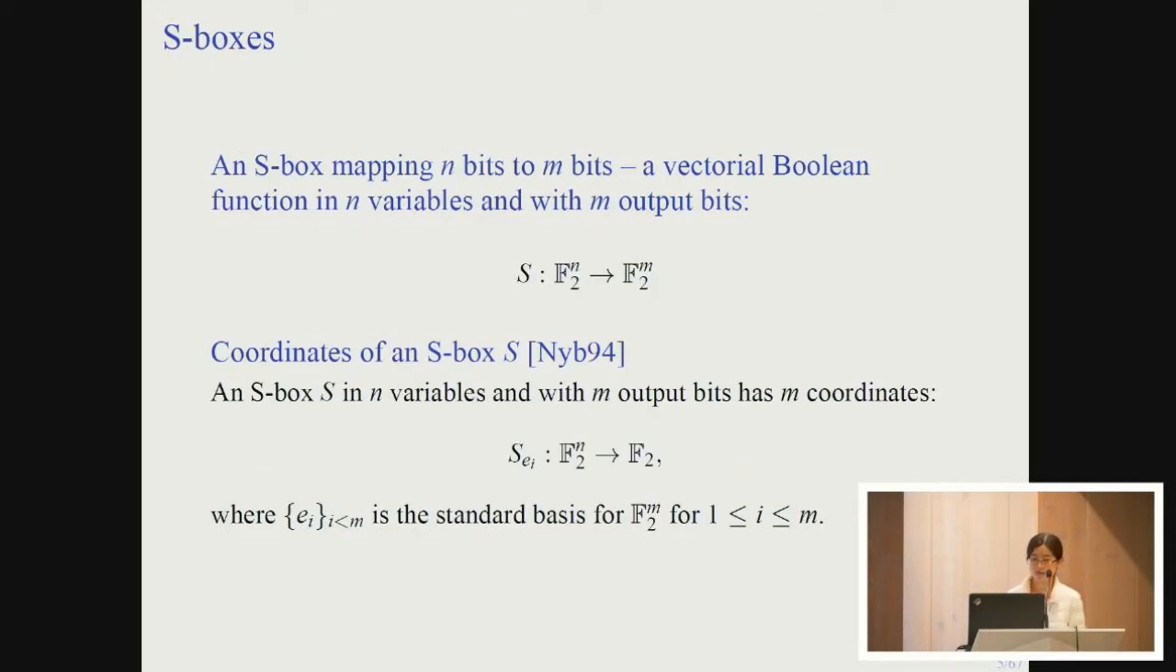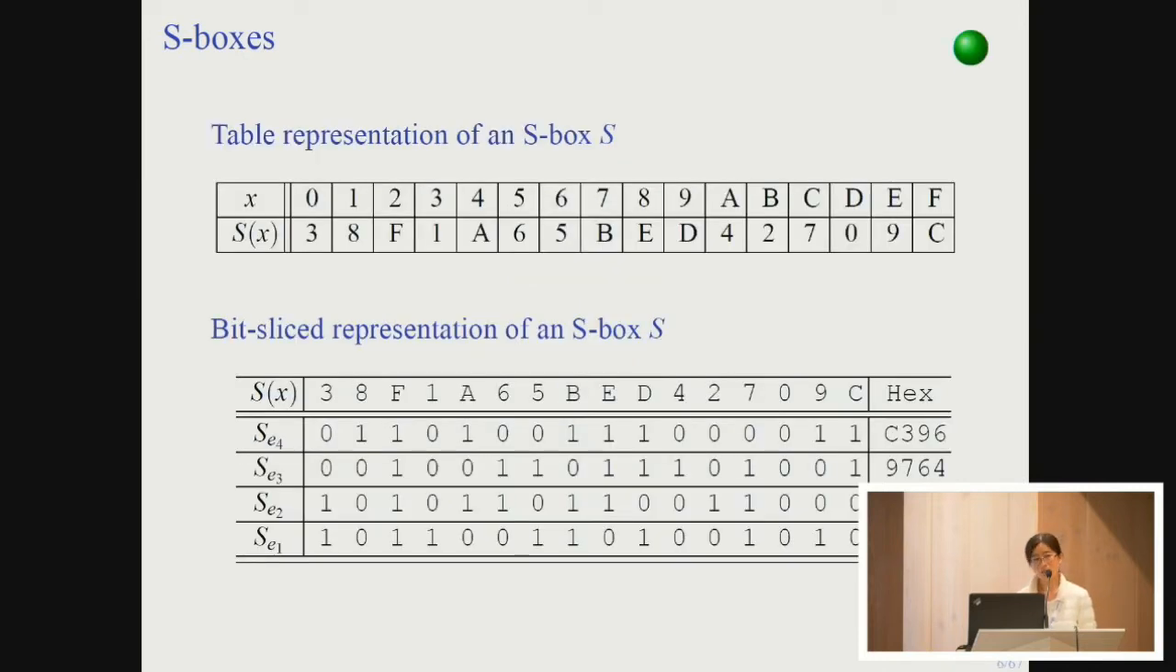An S box mapping n bits to m bits will have m coordinates, and they are n-variable Boolean functions. We denote them using S_i. There are many ways to represent an S box. The direct way is to use the lookup table. There is also a bit-slice representation, which is the concatenation of the value vectors of the coordinates. Both representations can be accepted as input to Pagan.